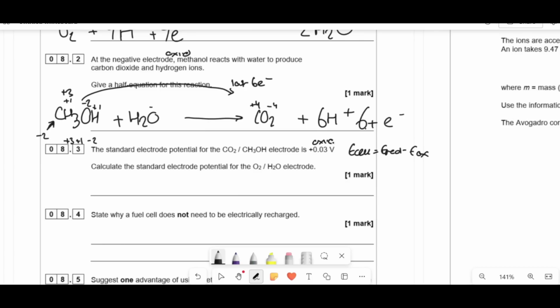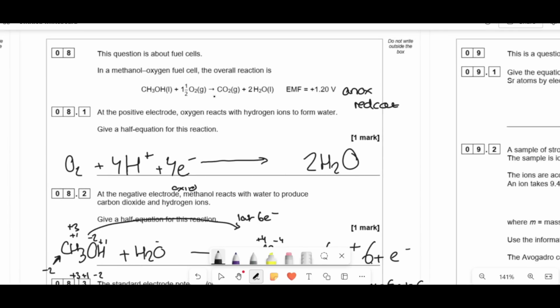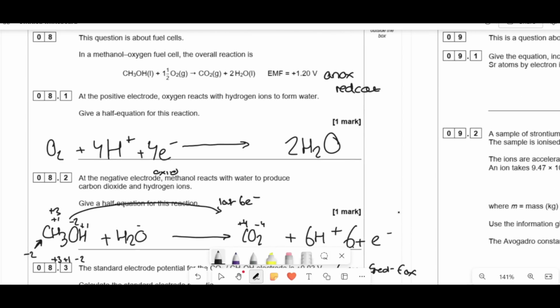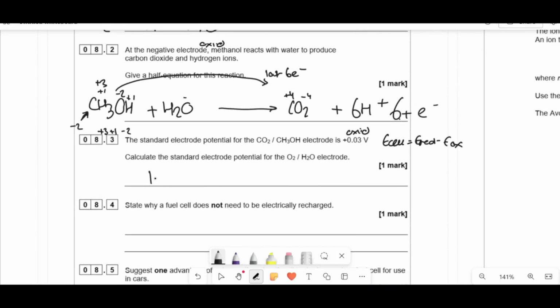So this is the one that's being oxidized, right? Let's look at the other numbers in the question. They've told you that for this fuel cell, the overall equation is that. So which value in this formula is that? Well, that's the E cell, isn't it? The whole one. So now you know that the total E cell is going to be 1.20, equals whatever's reduced, which we actually don't know, minus whatever has been oxidized, 0.03.